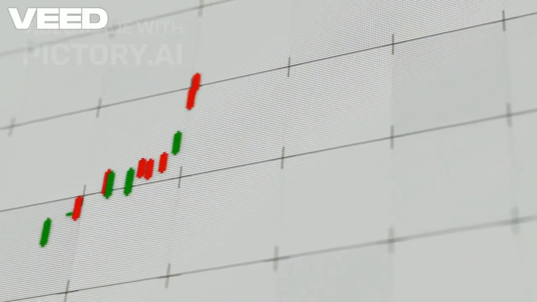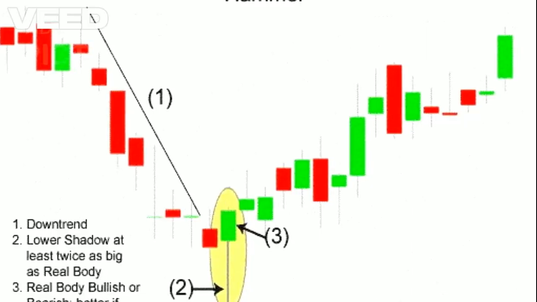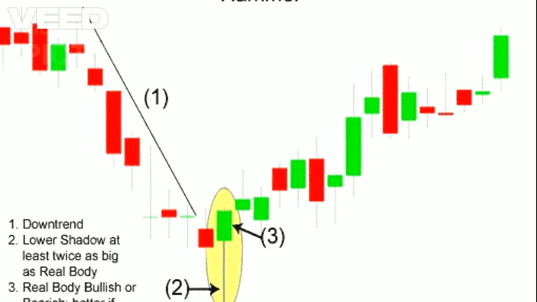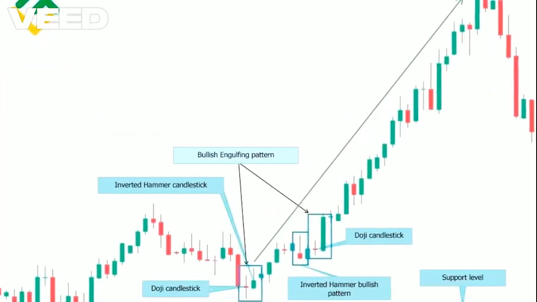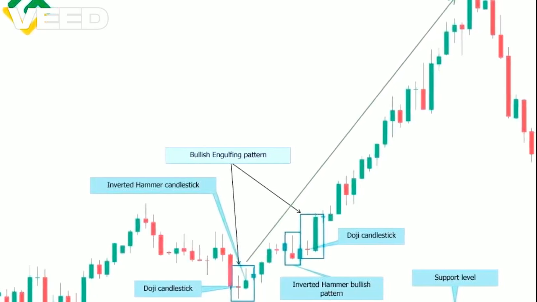Let's break down some real charts together. Here's a hammer forming right at a support zone. The long wick shows rejection from lower prices. Now watch what happens. A bullish engulfing candle confirms it, and price moves up from there.